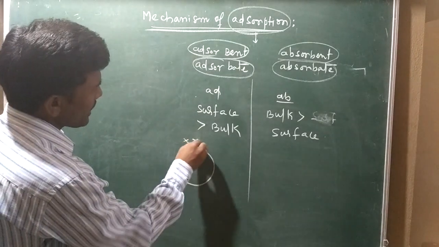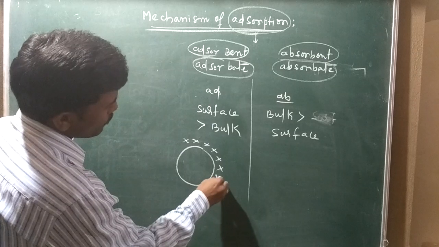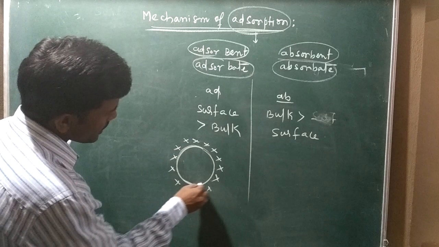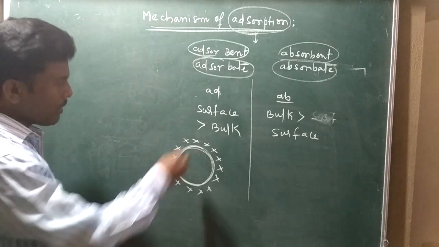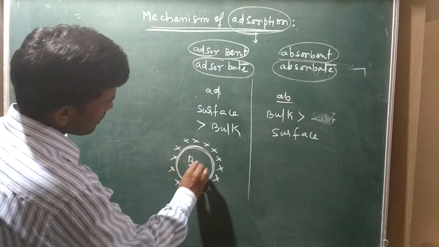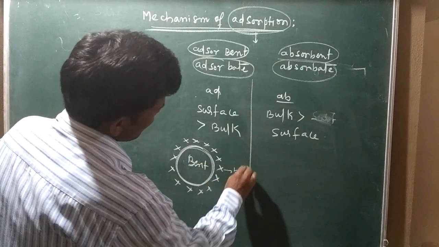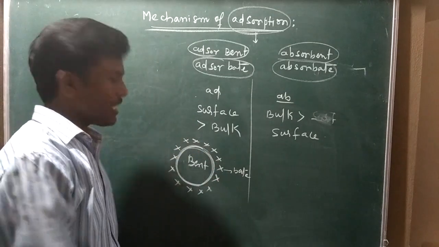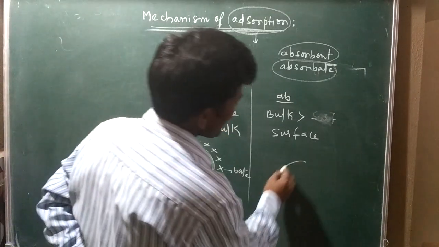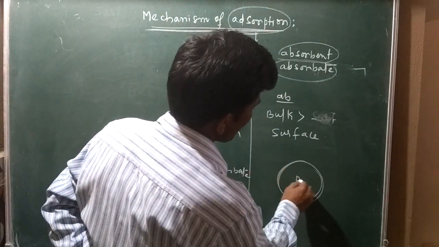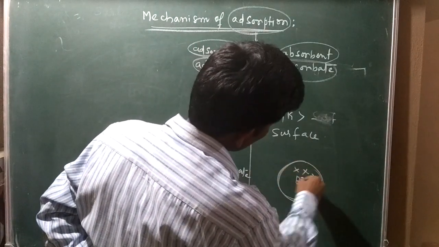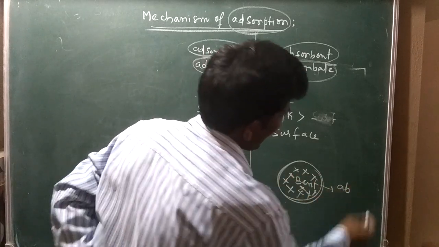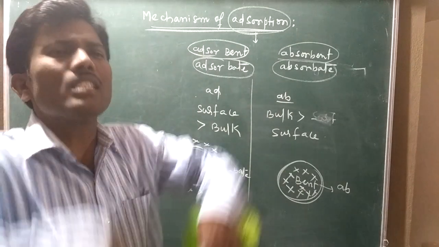In adsorption, the interaction between adsorbate and adsorbent is up to the surface only. This is all together a surface. In between the surface, this is the adsorbent, and the crosses are the adsorbate. If the interaction is only at the surface, that is called adsorption. Same thing, I am taking an adsorbent, and in that adsorbent the interaction is inside also. "Ab" means inside, "ad" means outside.